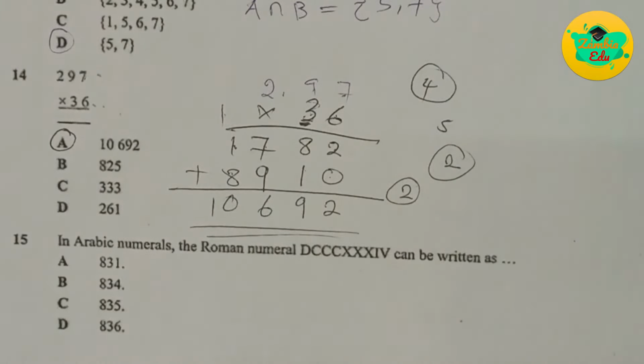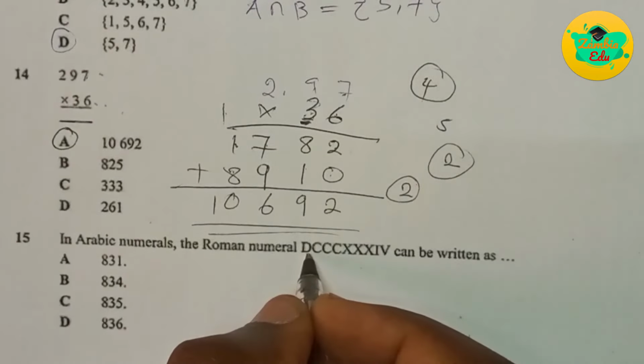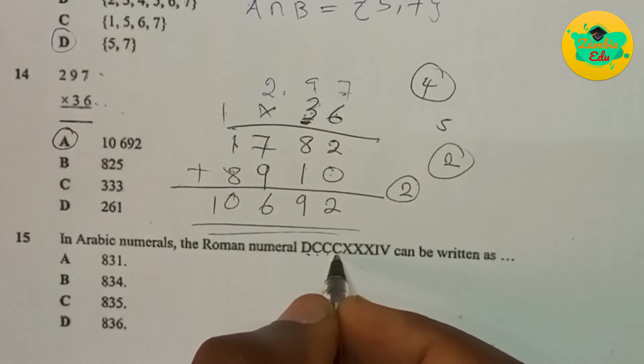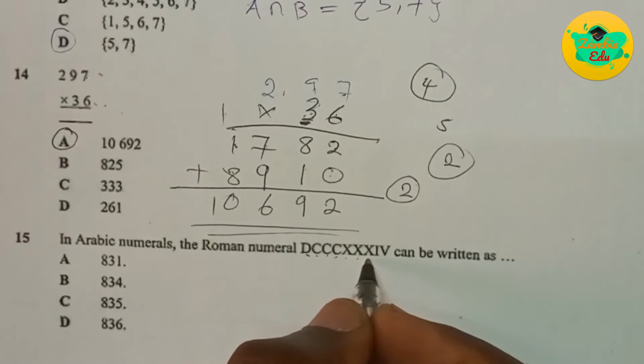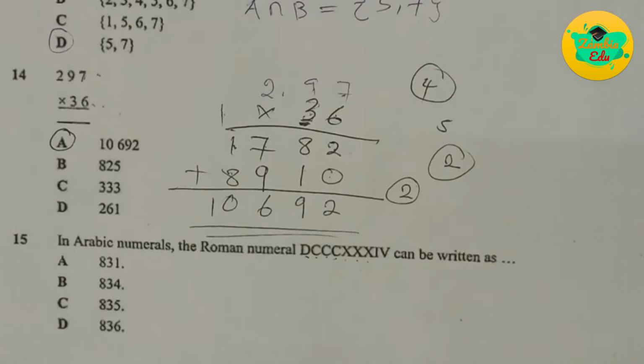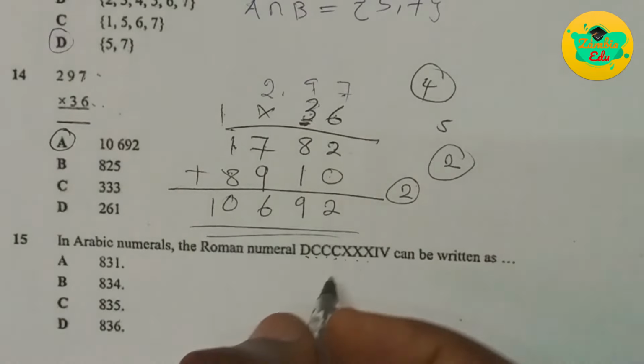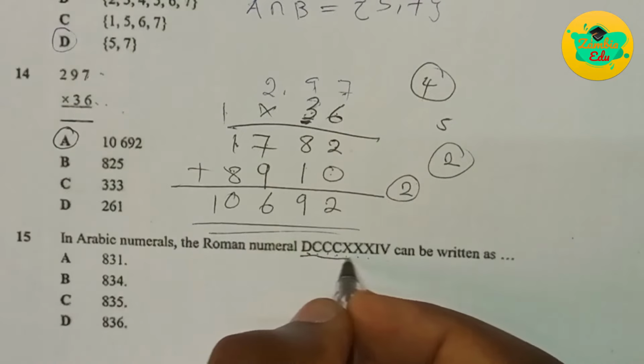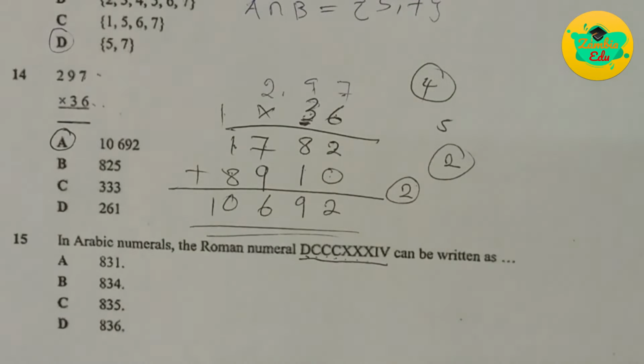We go to question 15. Question 15 says, in Arabic numerals, the Roman numeral DCCCXXXIV can be written as. So how can we represent this Roman numeral in Arabic numeral?